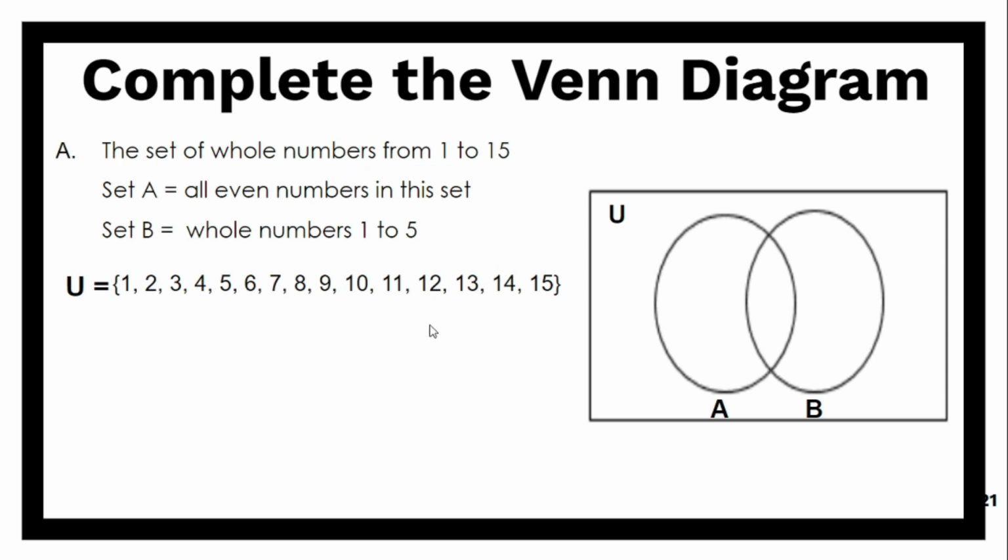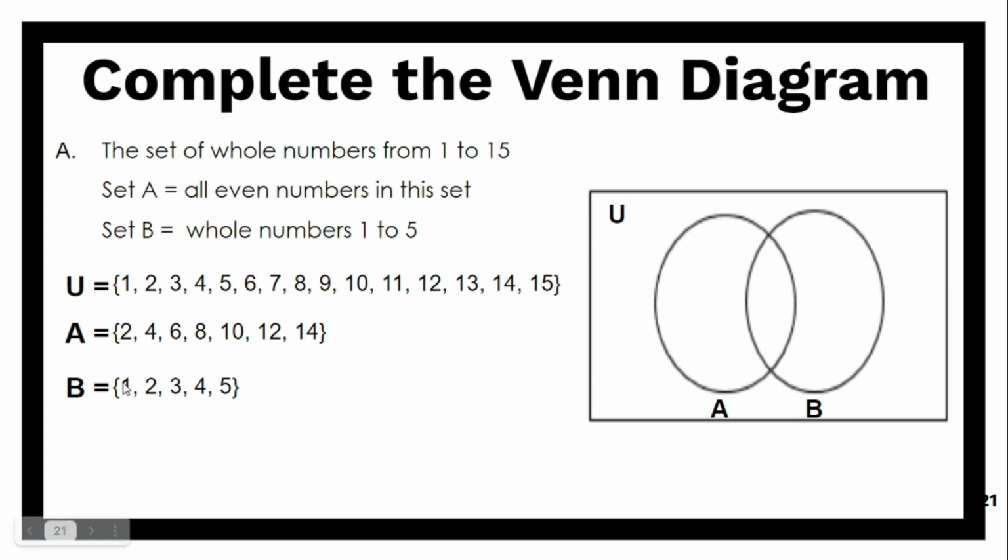Now, we have set A, sabi, all even numbers in this set. Lahat daw ng even dito sa ating universal set. And those are 2, 4, 6, 8, 10, 12, 14. We will stop to 14 kasi hanggang 15 lang yung ating universal set. And then we have B, whole numbers 1 to 5. So, therefore, we have 1, 2, 3, 4, and 5. Next is, we have here the Venn diagram. Kailangan daw makompleto natin yung Venn diagram based sa sets na given.